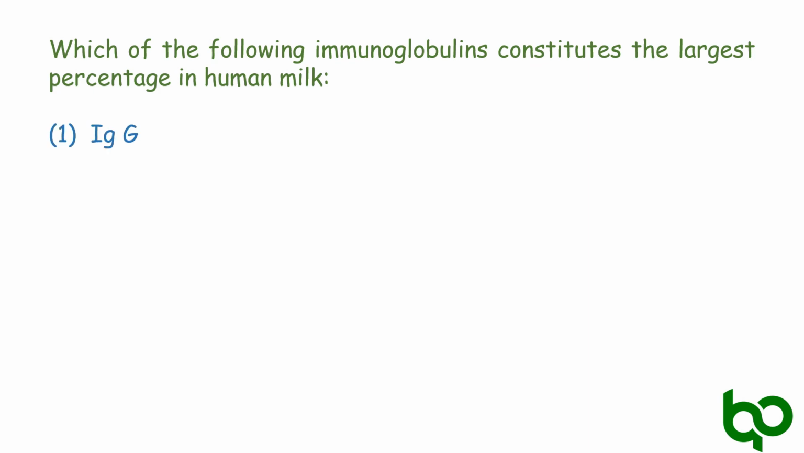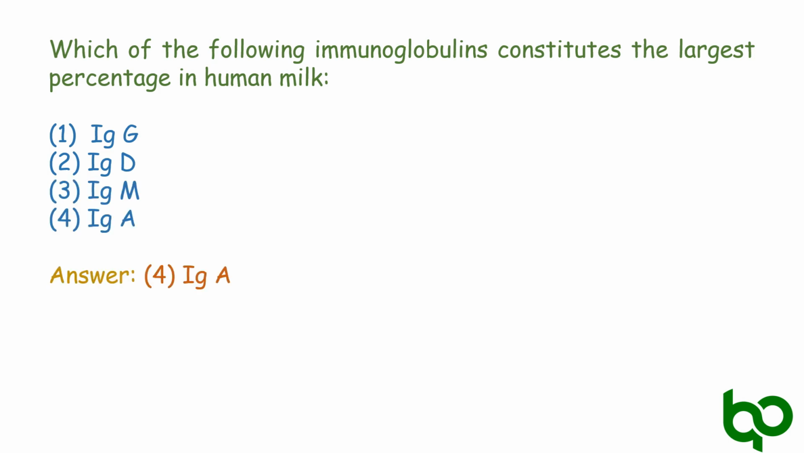Next question, which of the following immunoglobulins constitute the largest percentage in human milk? The options are IgG, IgD, IgM and IgA. The correct answer will be option 4, IgA, because the level of immunoglobulin A or IgA in breast milk remains high from 10 days until at least 7.5 months postpartum.